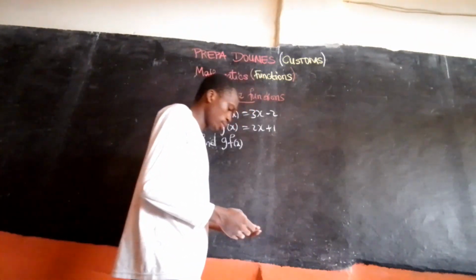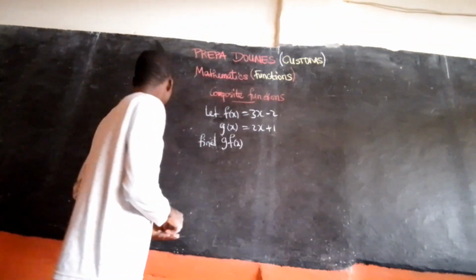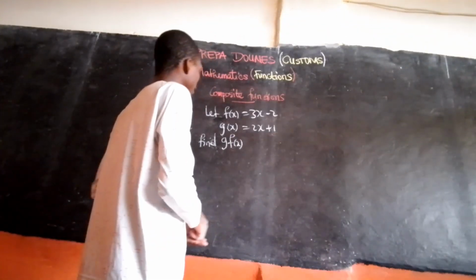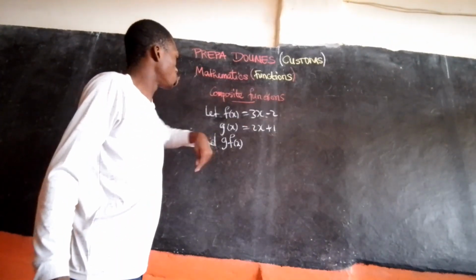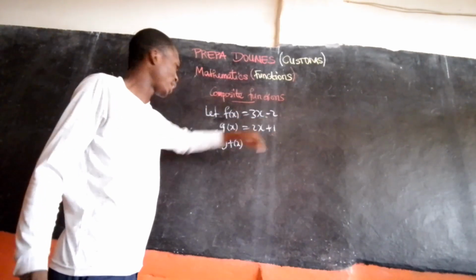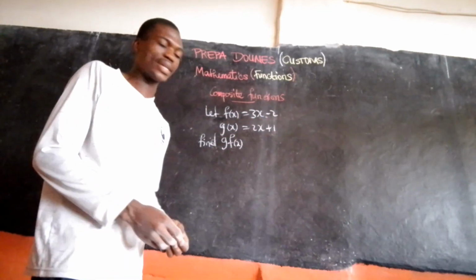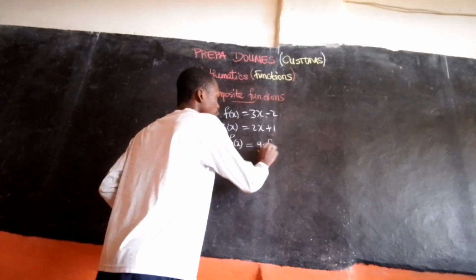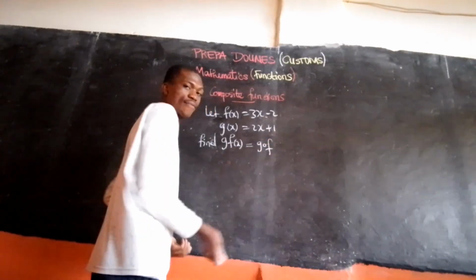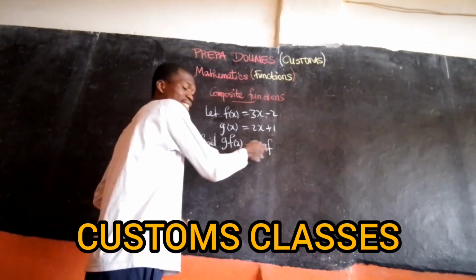Now we are talking about composite function, and I'm using this as an example. Let f of x be equal to 3x minus 2 and g of x equal to 2x plus 1. Find gf of x. gf of x can also be represented by g of f. Sometimes you can see g of f. So it's the same thing.